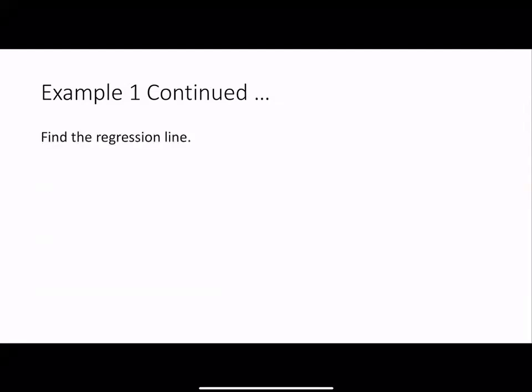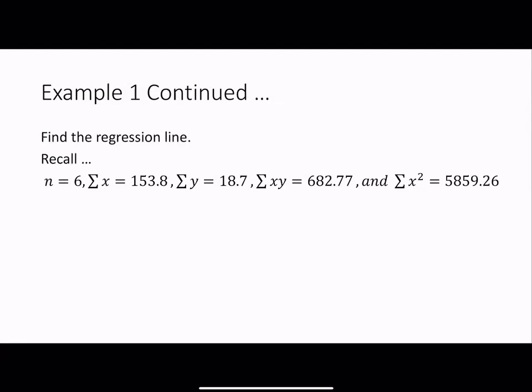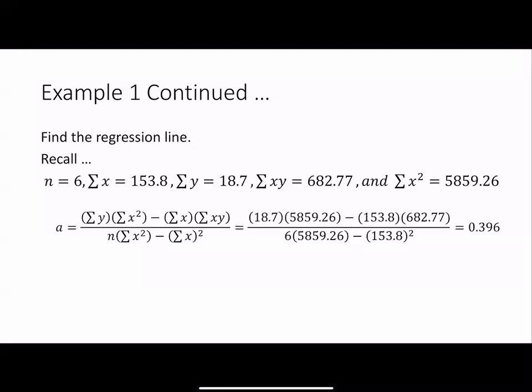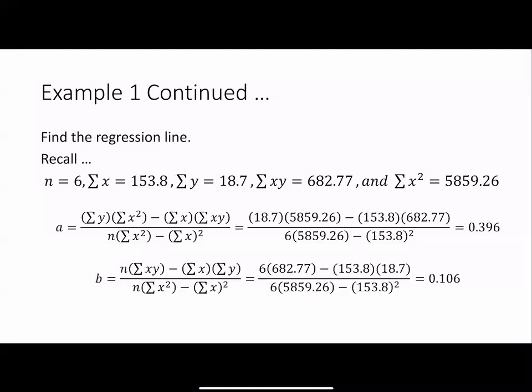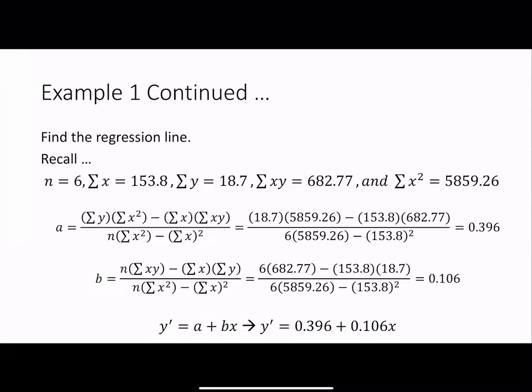So let's recall some things. Sample size was 6. The sum of X is 153.8, and you can read the rest. Once we have that, we just substitute it into what A is supposed to equal and what B is supposed to equal. Plug all those values in, and for A, you get 0.396. For B, you get 0.106. So our equation is y prime equals 0.396 plus 0.106x.